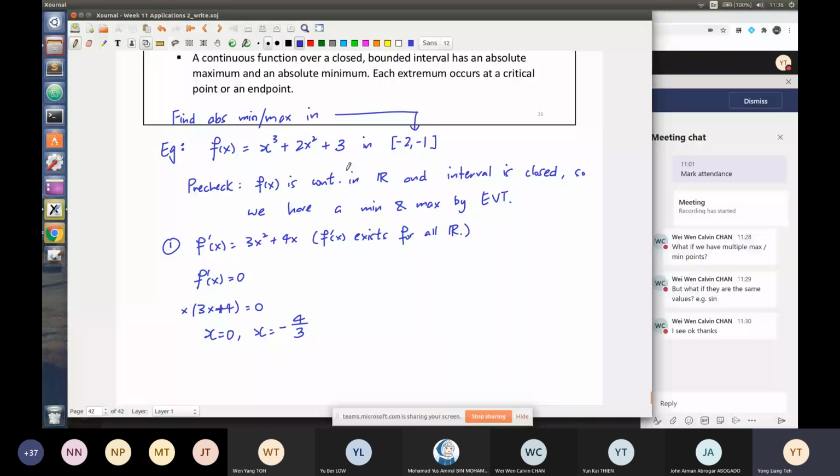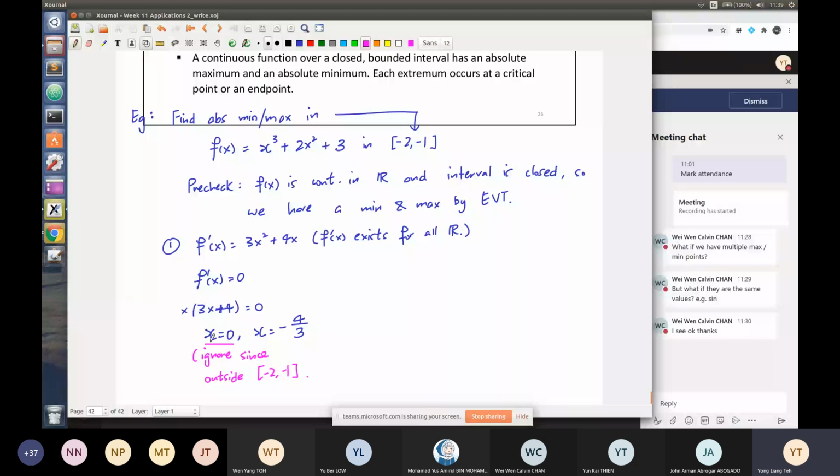Now you check: is 0 inside here? It's not. So therefore you have to omit this value already. Let me put it in a different color: ignore this number since it is outside -2, -1. You see that? Okay, so ignore this x equals 0.